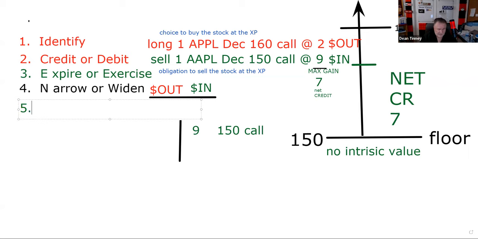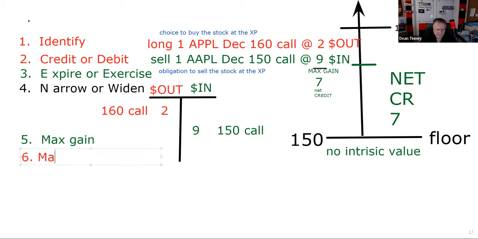Now, so max gain. And then we're going to be interested in max loss. I'm just going to give myself some more room here. Max gain, max loss. Let's put that in here, put it in red. I said there's 8 things and we're working on number 5 and number 6 right now.